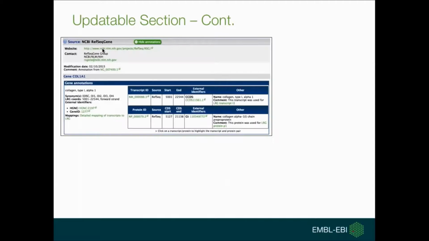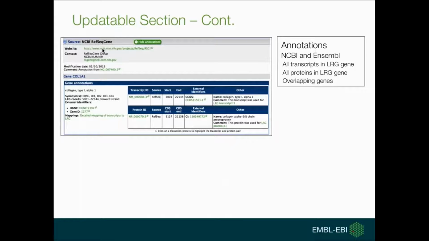The updatable section also contains annotations from both the NCBI and Ensembl. Here you can see all transcripts in the LRG. In this case, here are the NCBI transcripts. You can see all the proteins in the LRG gene. Here is the protein for COL1A1, and you can see if there are any overlapping genes.